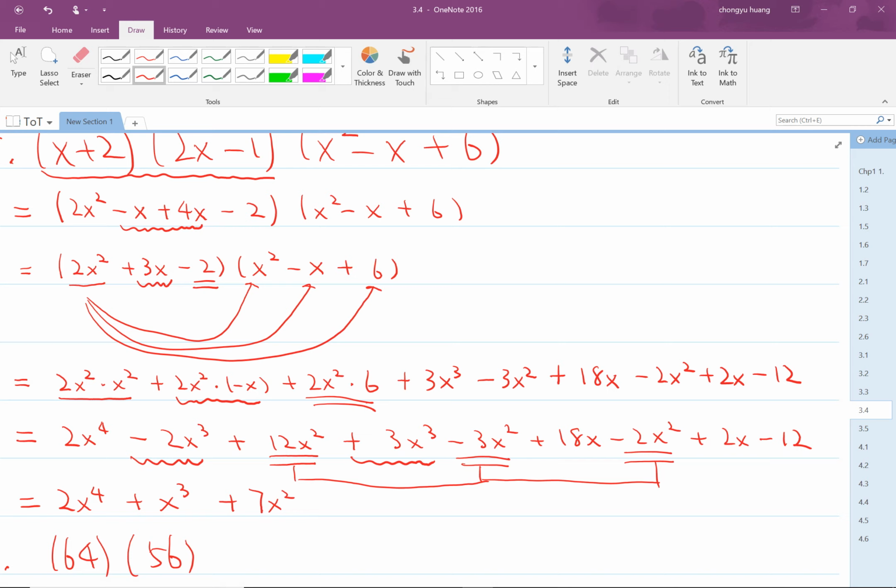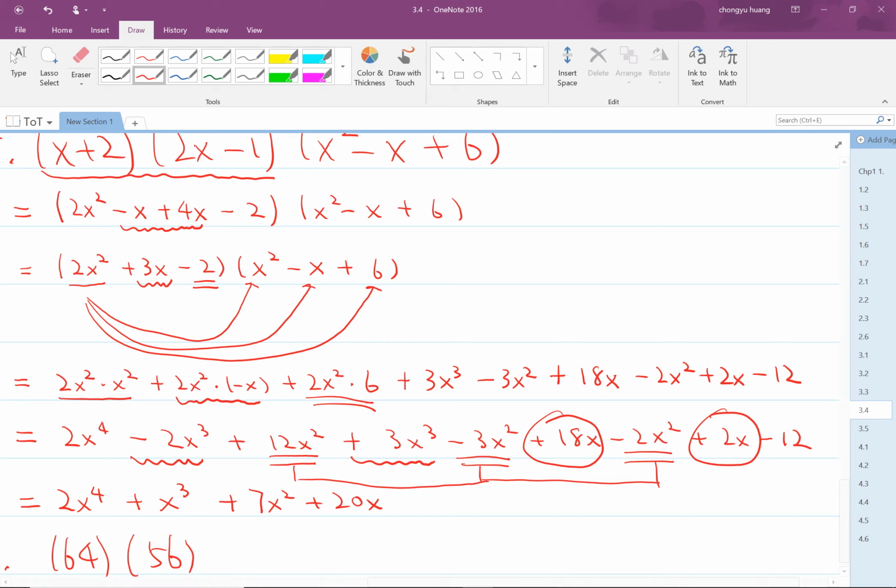Now we already simplified the x to the power 2 terms, and the only thing left is those two terms, x to the power 1, or simply x. So what we have is 18x plus 2x, and 18x plus 2x is actually 20x.